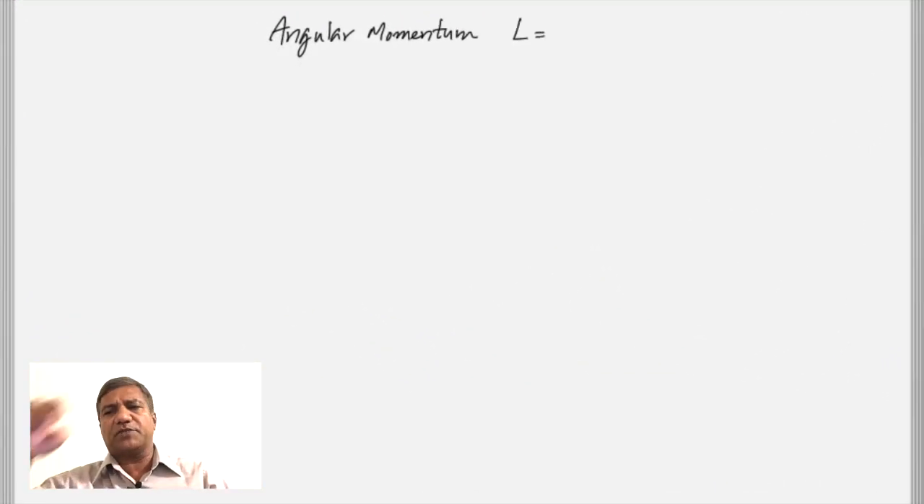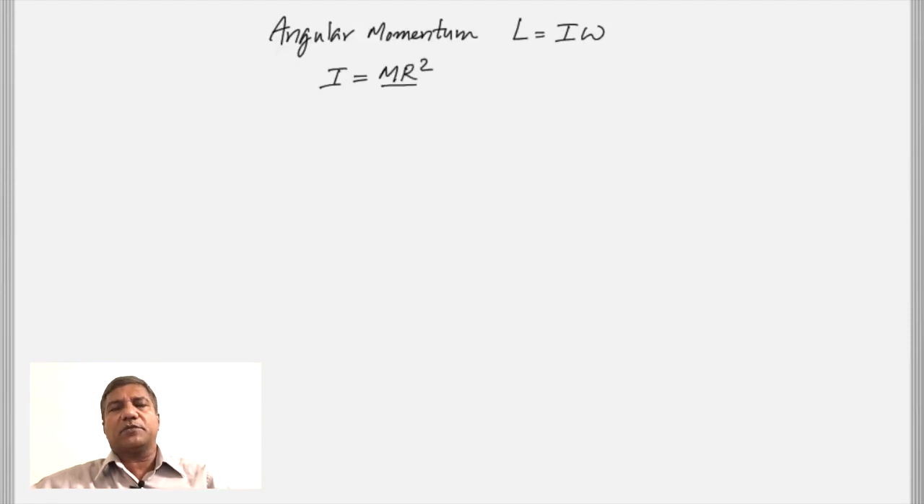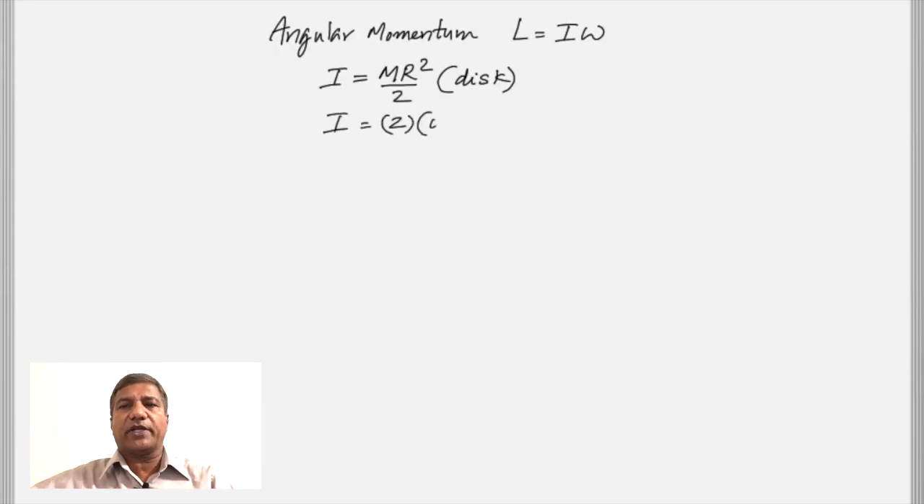The problem, so I'm just going to explain what angular momentum is. Angular momentum is the product of rotational inertia and angular velocity. Rotational inertia has different formulas for different shapes. If it's a disk, rotational inertia is mr squared by 2, where m is the mass and r is the radius.